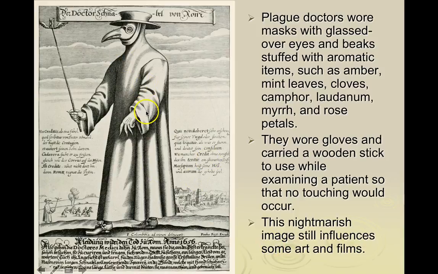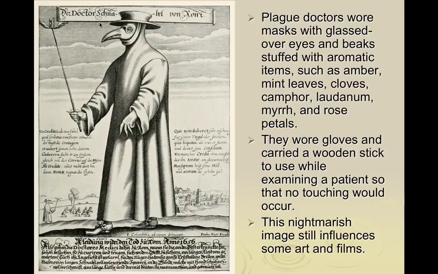It's German, actually, not English, but it's an illustration of how plague doctors dressed. And essentially, this mask was an antiquated form of a gas mask. It was stuffed with aromatic items such as amber, mint leaves, cloves, camphor, laudanum, myrrh, and rose petals, aka potpourri, because people believed in the miasma theory at the time. They believed that bad smells spread disease. And if you could wear a mask like this that had potpourri stuffed in the end, that would prevent you from smelling the rot of illness and disease. And so that would protect you from getting it.